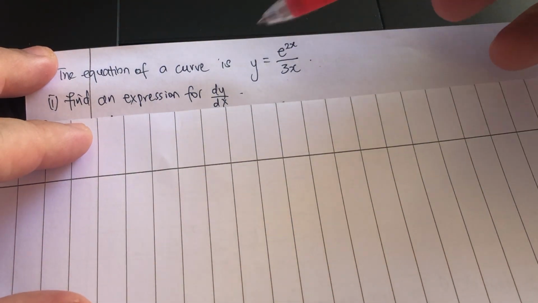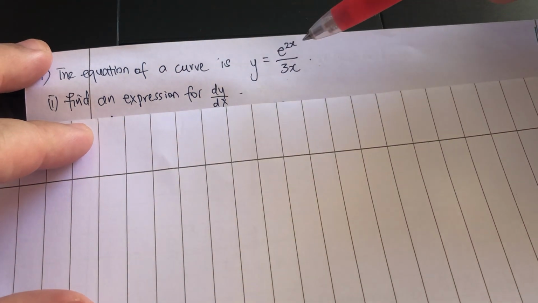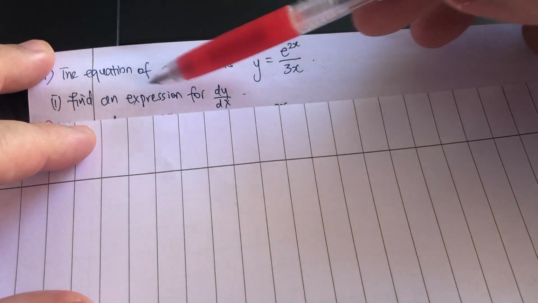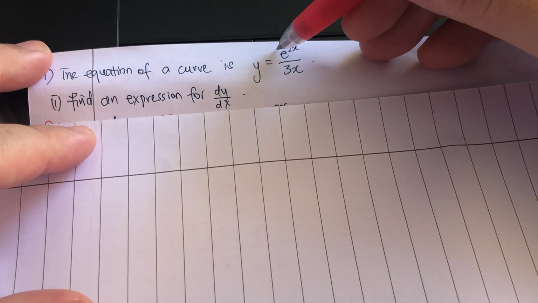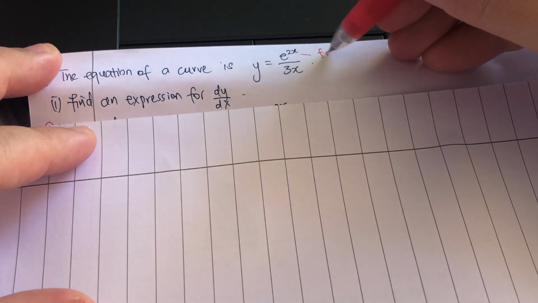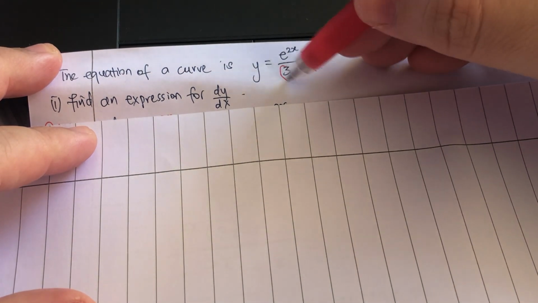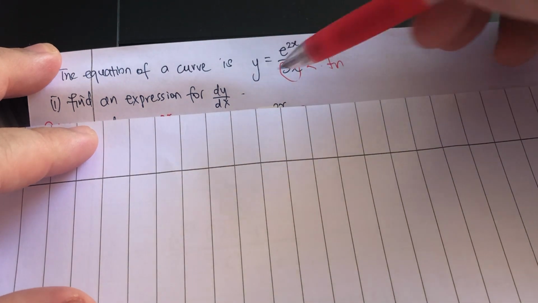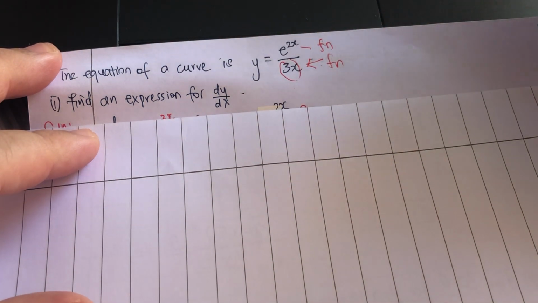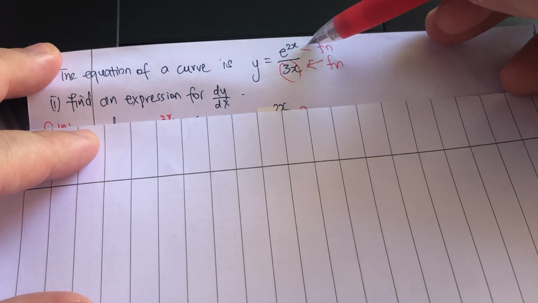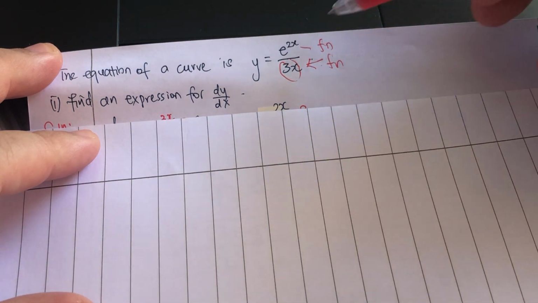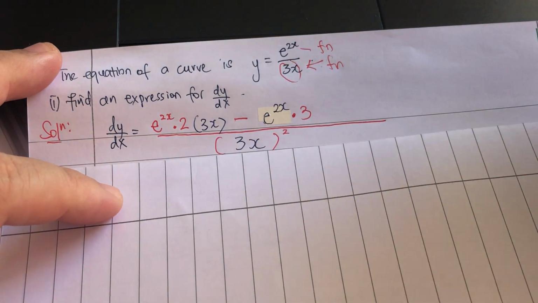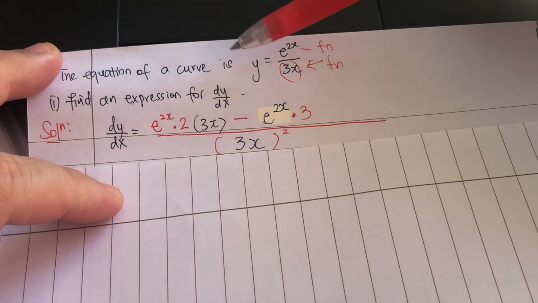Okay, now let's start. The equation of a curve is given by this, and they ask you to find an expression for dy dx. The questions here are very O level. This is a function, this is also a function, 3x is a function, so it's a function divided by a function, so you have to use the quotient rule. Do not bring up the 3x and try to use the product rule. Don't, because you introduce a lot of negatives and you will complicate your whole working.